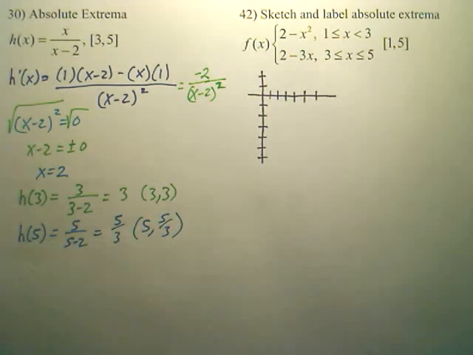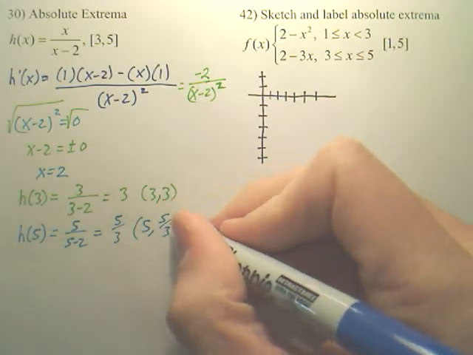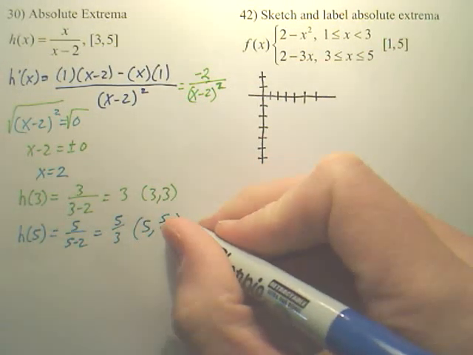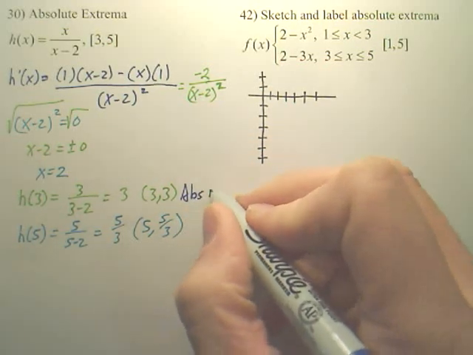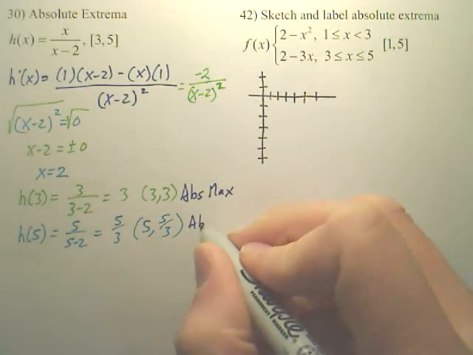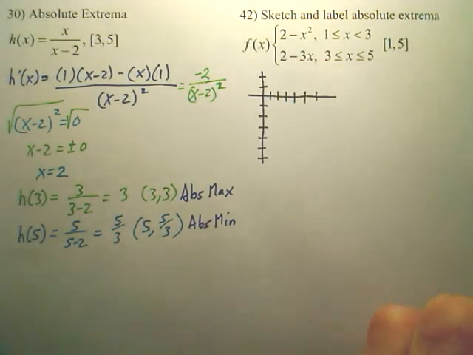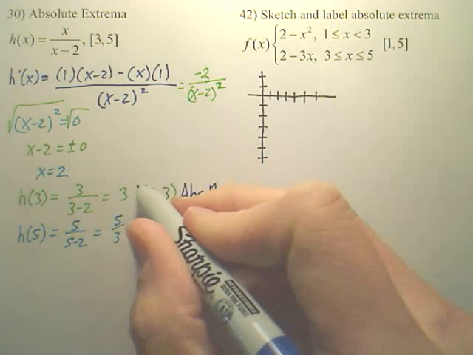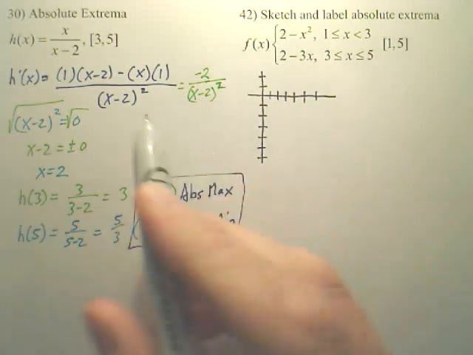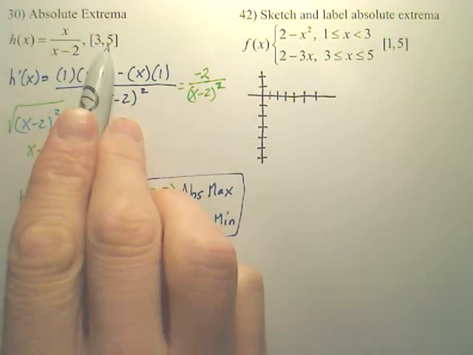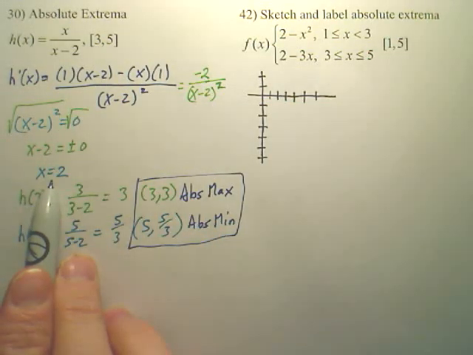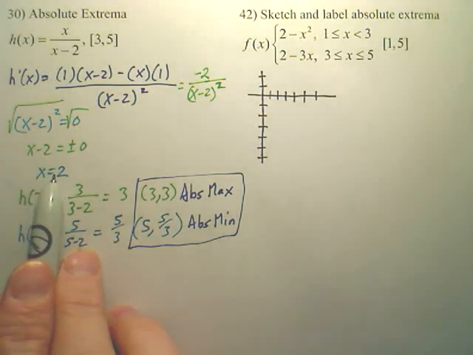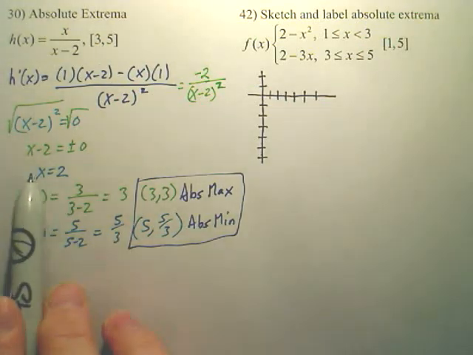And just look at those two values and think which is the highest and which is the lowest. You just look at the y values. This is higher than 1 2/3, so this is your absolute max. This is your absolute min. Alright? Now, if you had a different interval that included 2, let's say it went from 1 to 5, you'd have to check 1, 5, and this 2. But since the 2 is not in the interval, you exclude it. But you still have to check for it in case it was in the interval.